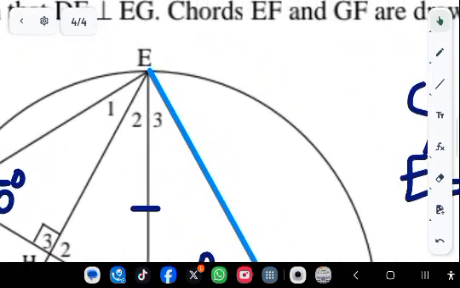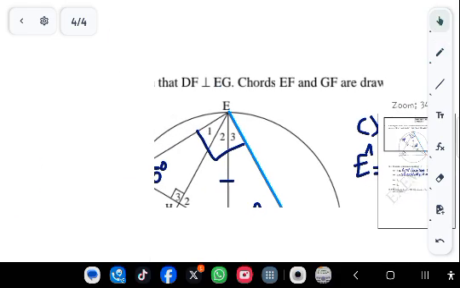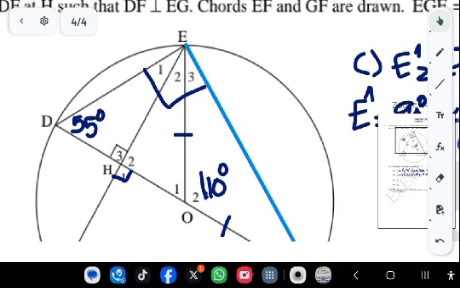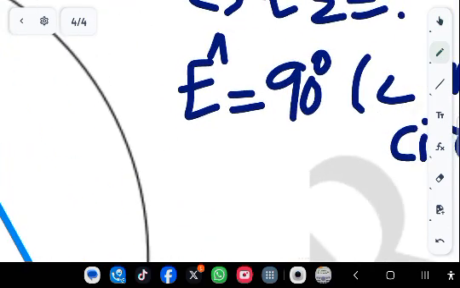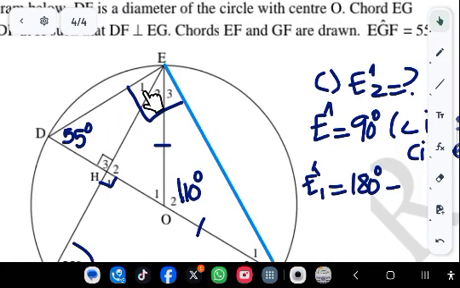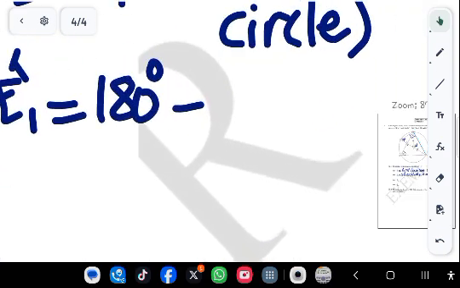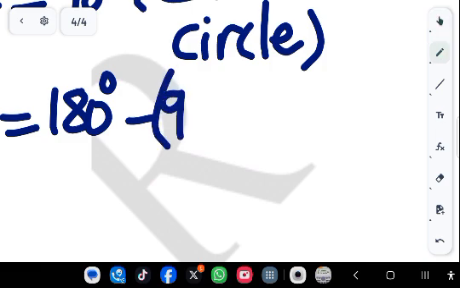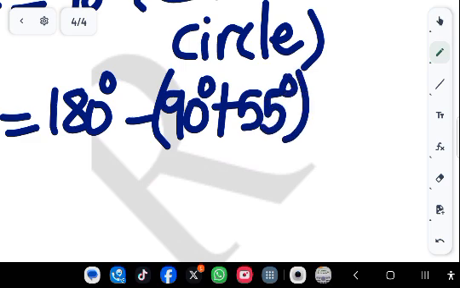Now that this is 90 degrees, let's find the rest of the angles. Angle E1 is equal to 180 degrees minus the sum of the other two, which is the sum of angles in this triangle DEH. So that will be 180 minus 90 minus 55.